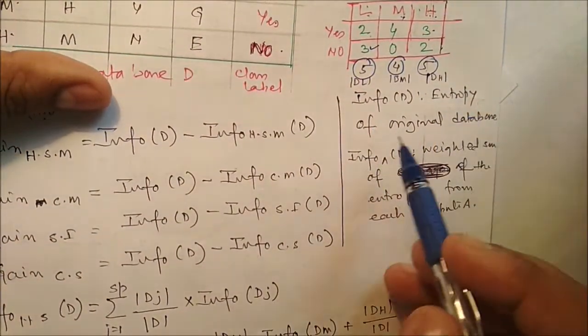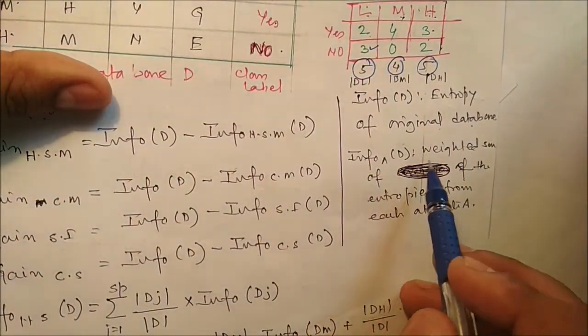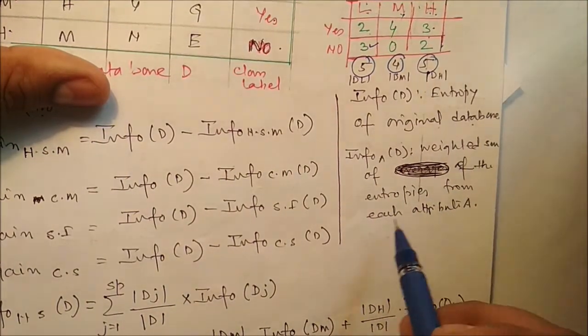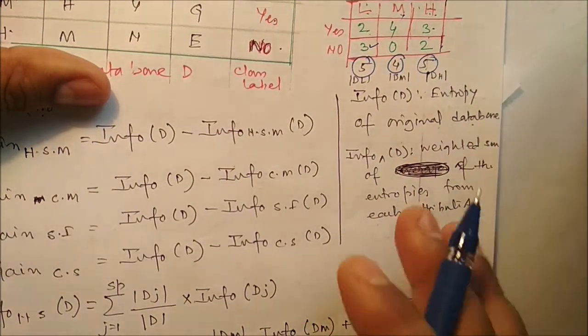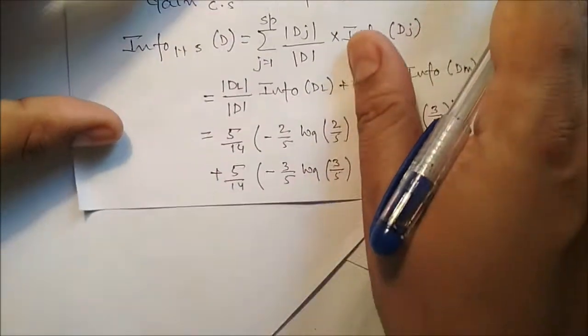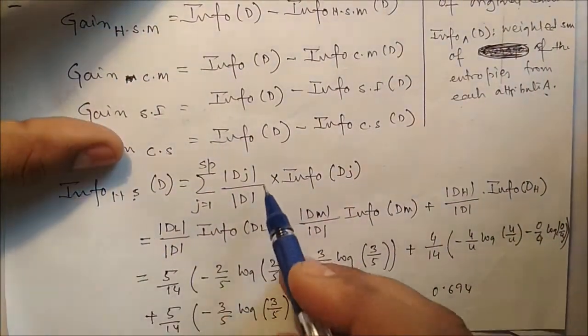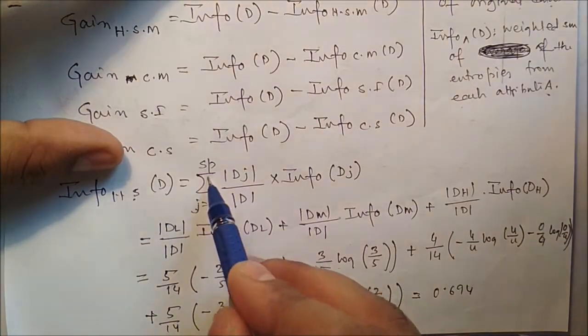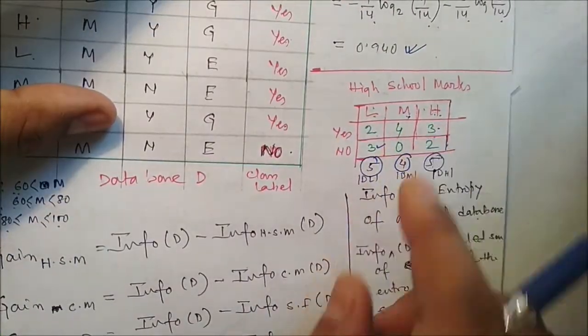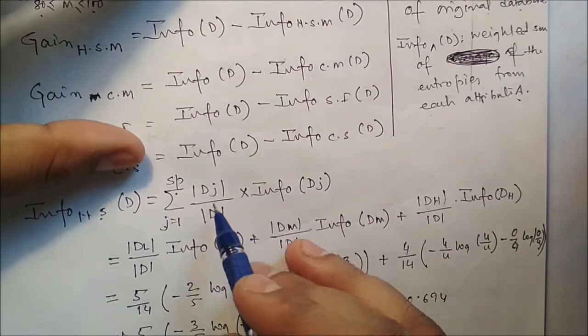So Info(D) is the entropy of the original data set, and Info_A(D) is what? The weighted sum of the entropy of each attribute A. So we have to calculate for high school marks. If you use high school marks, that means j equals 1 to v splitting. There are 3 values, low, medium and high, and the total is |Dj| by |D|.